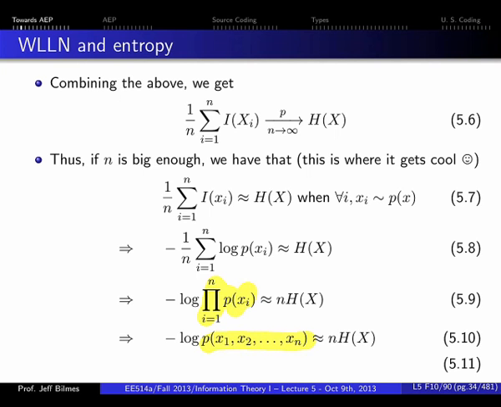And now let's take 2 to both sides. Well, I should say 2 to the negative of both sides. And we get that the probability of this event is approximately equal to 2 to the negative n H of X.